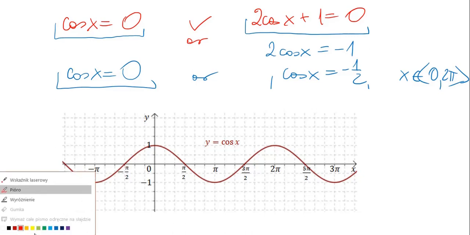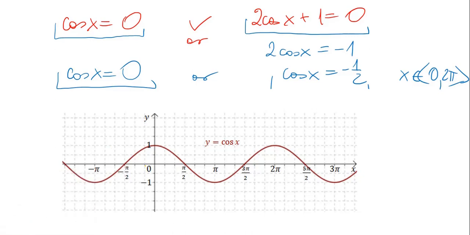First, we are looking for 0, right? So where is 0? 0 is here, and 0 is here. And where is our period? It's between 0 and 2 pi. So as you can see, we have 2 points which give us cosine x equals 0. So we have x equals pi over 2, or x equals 3 pi over 2. Okay, great. Right, so that's the first part.